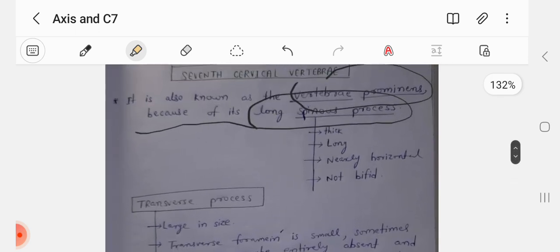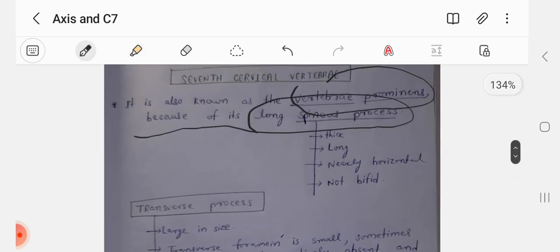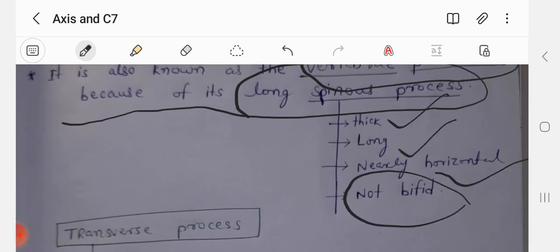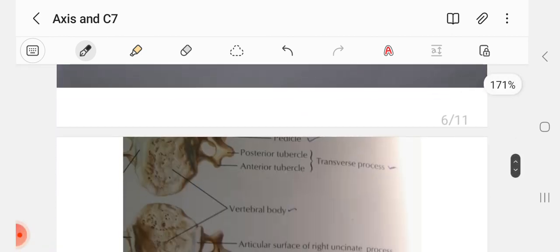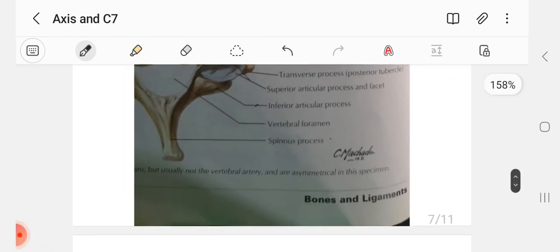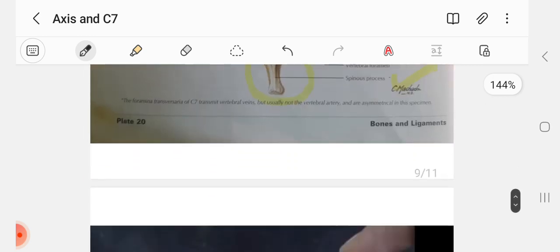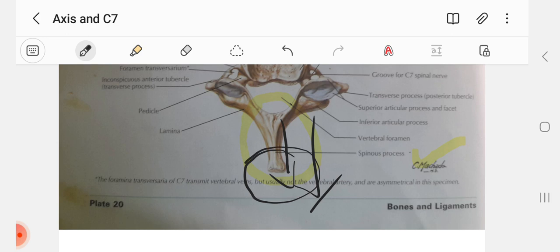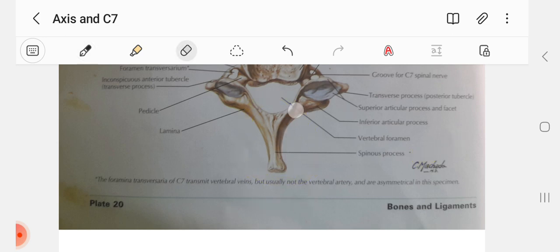Next, the spinous process is long. It is thick and nearly horizontal but not bifid. But in the case of the axis, that is cervical vertebra 2, the spinous process was bifid. So if you see here, it's long, thick and nearly horizontal, and it doesn't have the bifid structure which is present in the case of the C2 vertebra.